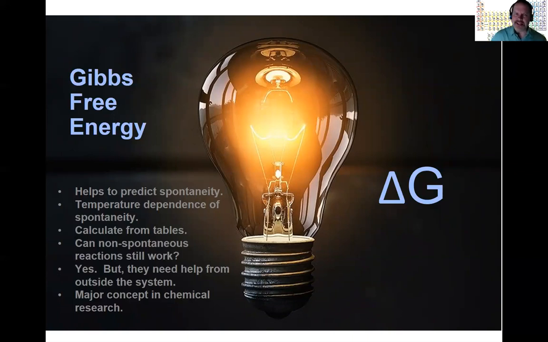Can non-spontaneous chemical reactions go? Yes, but they're going to need some help, typically from outside the system. There's a lot more to think about when it comes to Gibbs free energy, but this is what scientists use when we think about the spontaneity of a chemical reaction. It's what I used in graduate school to help predict spontaneous or non-spontaneous chemical reactions. It's the tool that scientists use. I hope you learned a few things about Gibbs free energy and that you can start using it now to solve some of your problems.